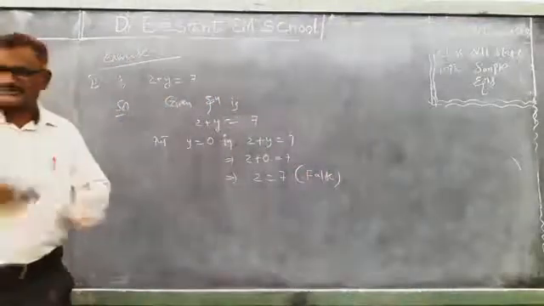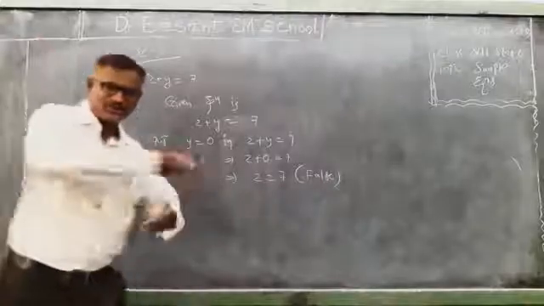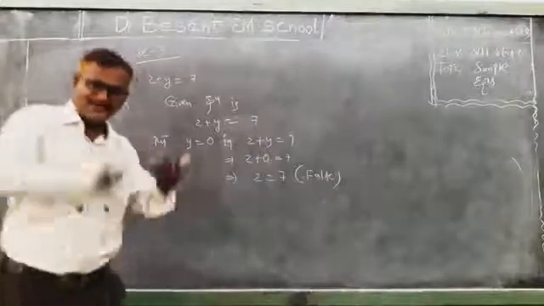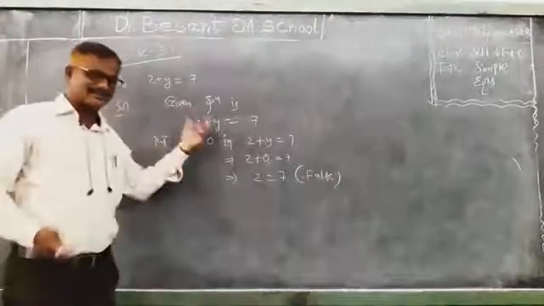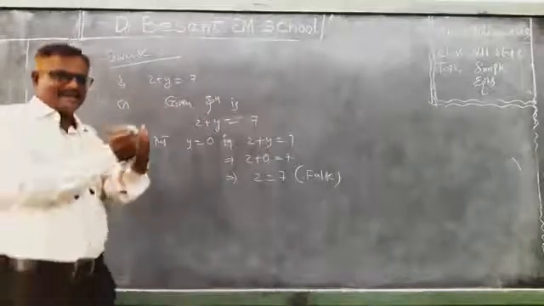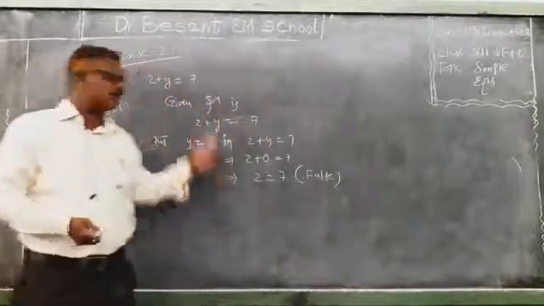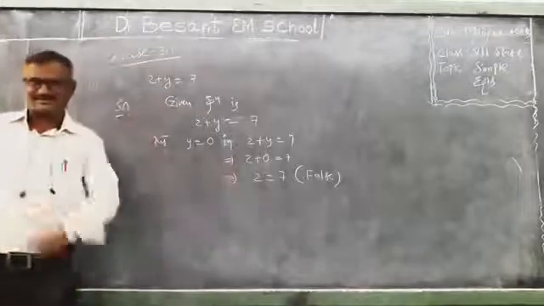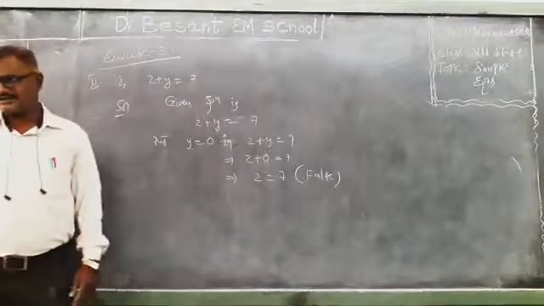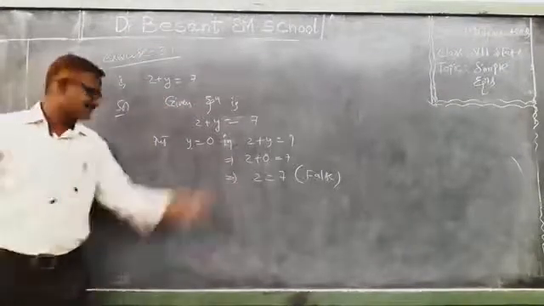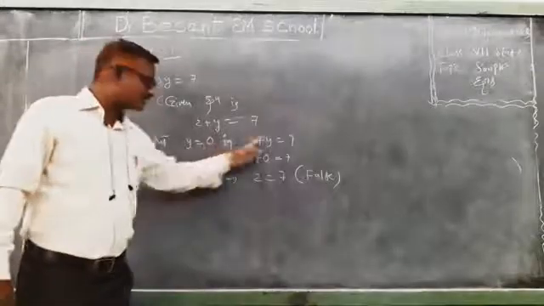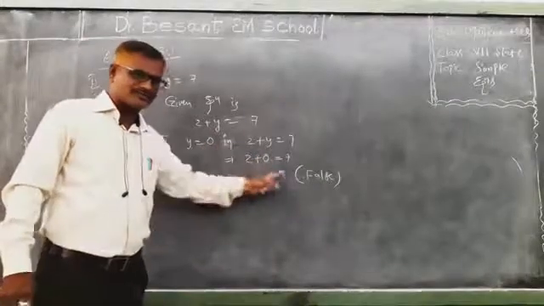Trial and error method means we have to replace y equal to 0, y equal to 1, y equal to 2, y equal to 3, y equal to 4, and so on in the LHS. At what value of y do you get the RHS exactly 7? That particular value of y is called the solution for that equation. That's it. Did you understand?